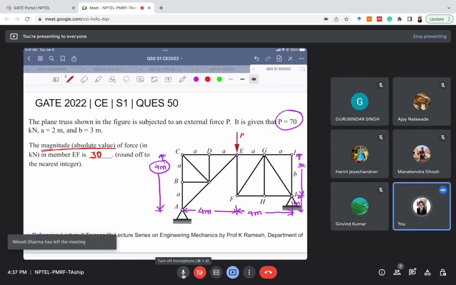So instead of asking the force in a particular member, they might ask what is the number of zero force members for this particular truss. They can ask you this question directly also, and they might give you a very lengthy truss to solve. So if you know the concept of zero force members, then only you would be able to solve that in the limited time. So this concept of zero force members is very important while analyzing a truss.